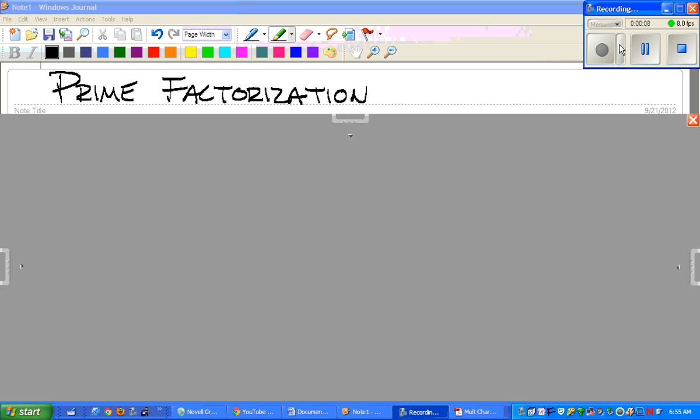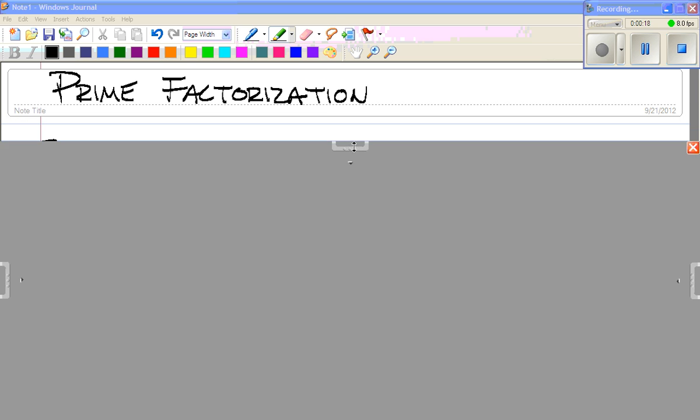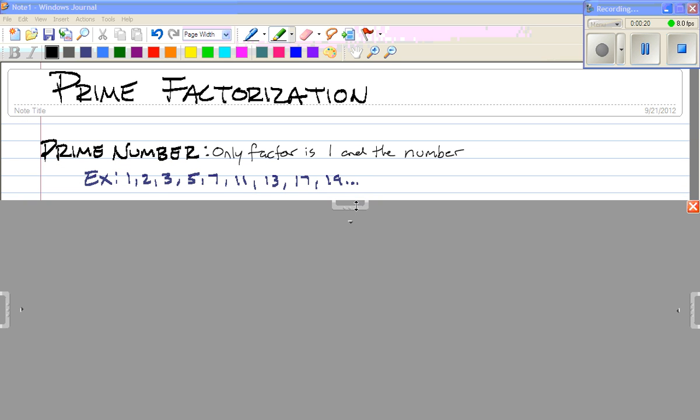Today we're going to be talking about prime factorization. Prime factorization is pretty much breaking down a number into prime numbers. And a prime number is a number whose only factors are 1 and the number itself. So our examples are 1, 2, 3, 5, 7, 11, 13, 17, 19.